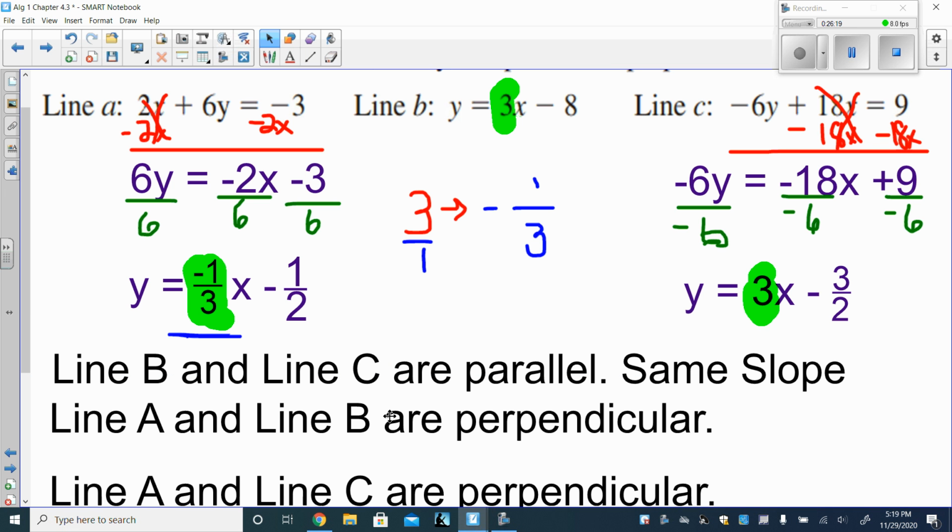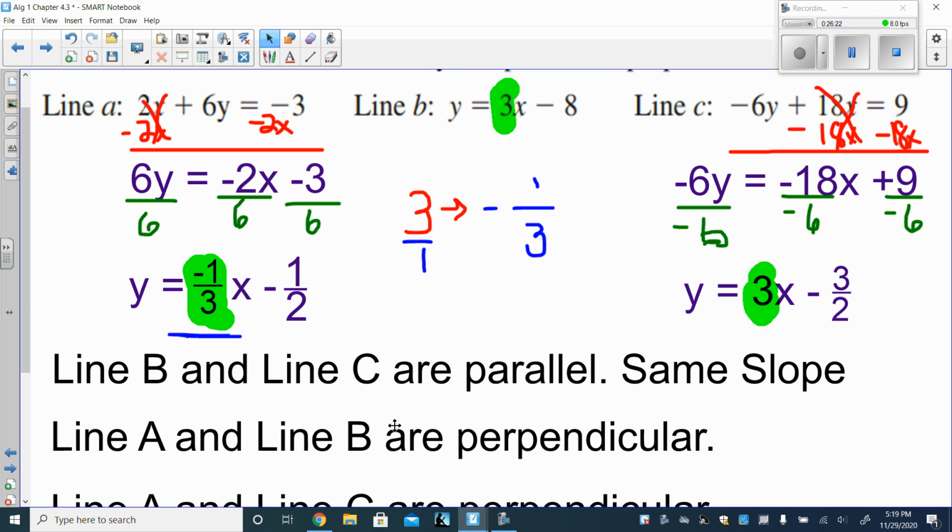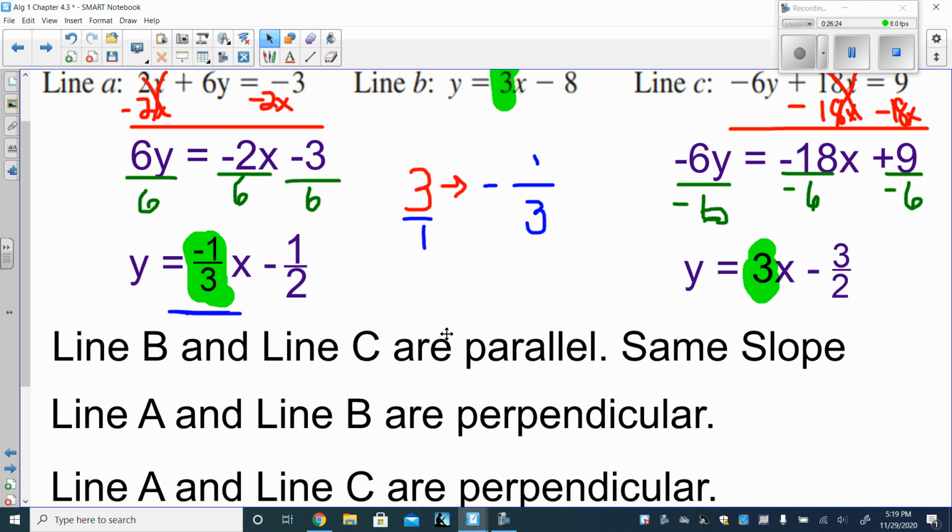And that's it. Line B and C are parallel because they have the exact same slope. And line A and B, and line A and C are perpendicular because they have opposite reciprocal slopes. And that's all we have to do for this.